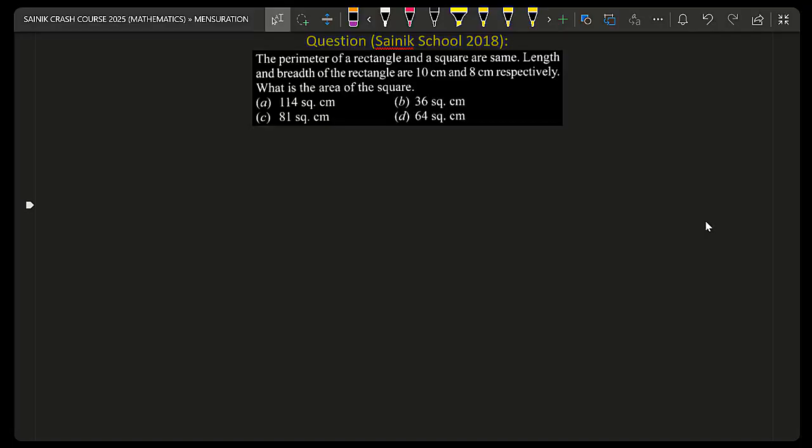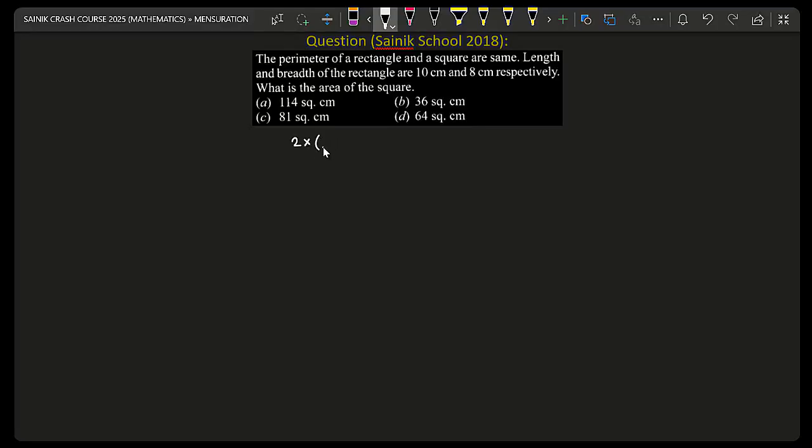Sir, yes, the perimeter of a square is 4 into side. So we want to divide the perimeter by 4, and we get the side. Very good. First of all, I understood what you are saying. How to write this mathematically? This first statement, the perimeter of the rectangle and a square are the same. How to write this first sentence mathematically?